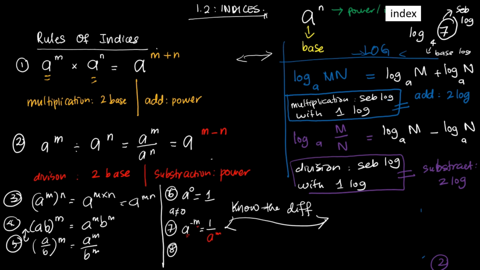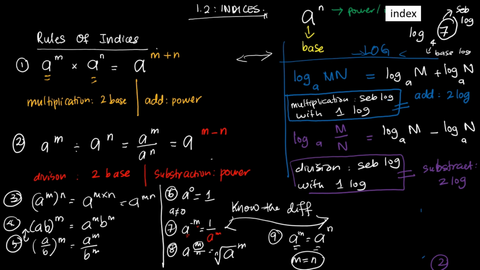Next, number 8, we have a power of m over n. So this one is the power. Alright, the denominator one is the square root of n. Alright, okay, the last one, the rule of indices is a power of m equals a power of n. Okay, so same base, we can equate the powers. Okay, so that's all for the rules of indices.